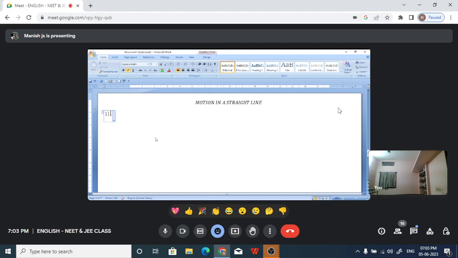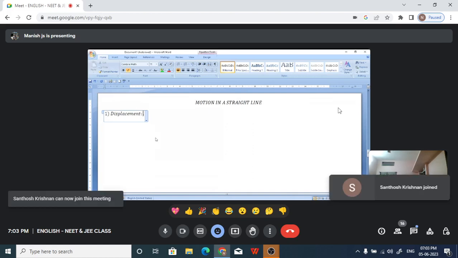Okay, so basic definitions. Motion, I think most of you know what is motion. An object is said to be in motion if it changes its position with time. That is the basic aspect. So we'll look at the different terminologies, the concepts like displacement. I think you guys would have heard about this term, displacement. What is meant by displacement? Can anybody tell me in your own words?